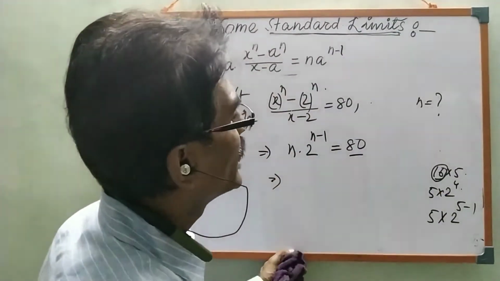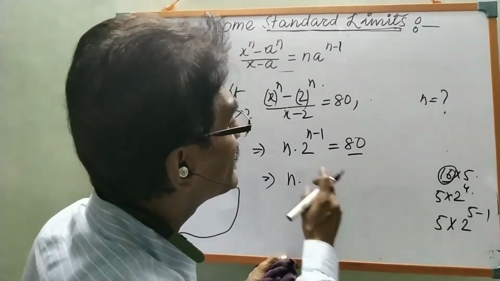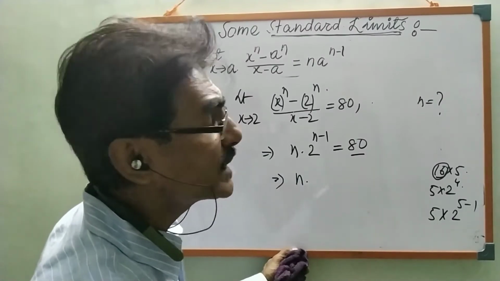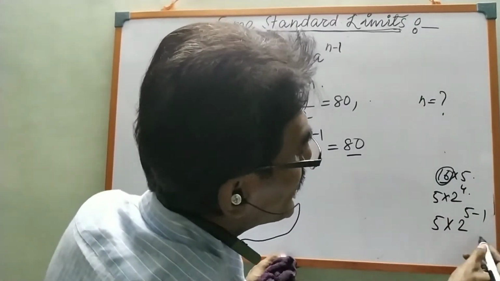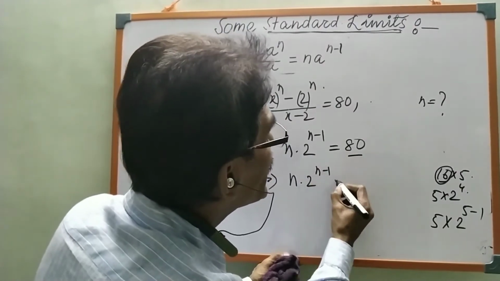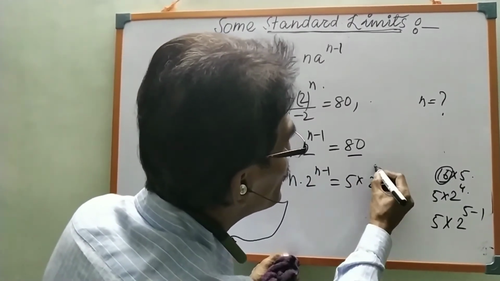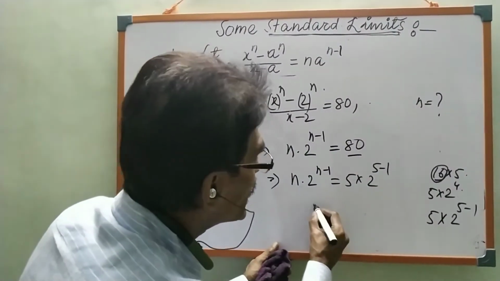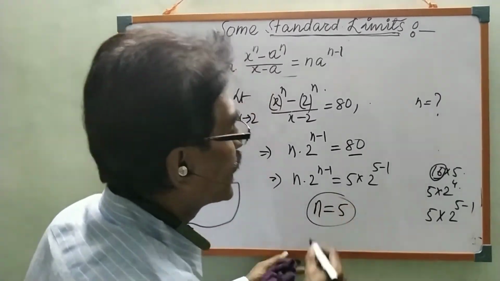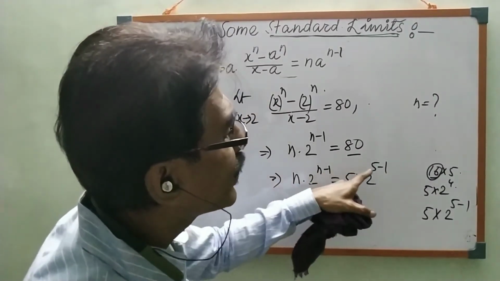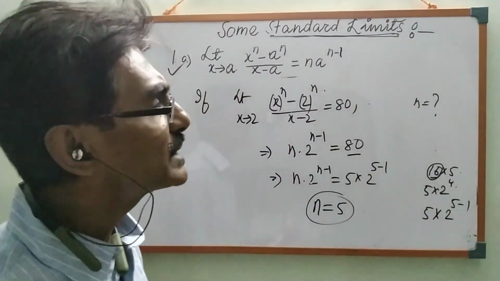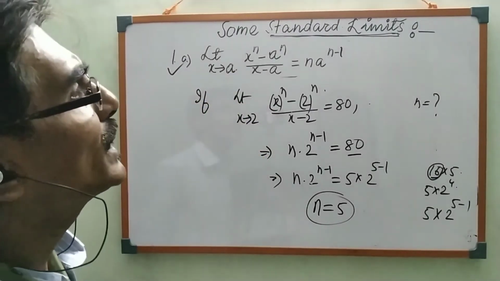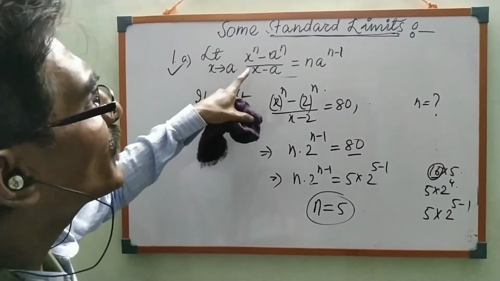This is also 80. So I am writing the left side in like this figure. That's why, to compare both the sides, or to compare the like terms from both sides, we are breaking 80 like this. So 2 to the power n minus 1 equal to 5 into 2 to the power 5 minus 1. This one is also 80. Compare both sides, you are getting n equal to 5. Or if you take the power, n minus 1 equal to 4, n equal to 5. Very simple. So today, one application, out of some standard limits, the application of the first one is this.